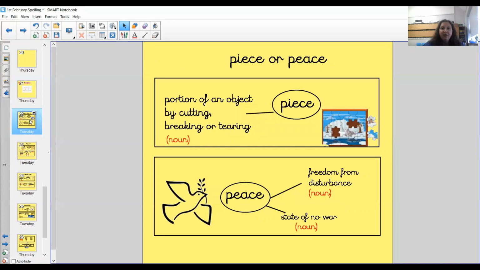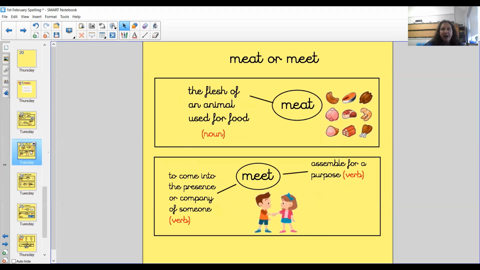So we have got piece or piece. We've got piece, P-I-E-C-E, a portion of an object by cutting or breaking it. So I've got an example of a jigsaw puzzle with pieces. Or we've got peace, spelled P-E-A-C-E, which is freedom from disturbance or a state of no war.